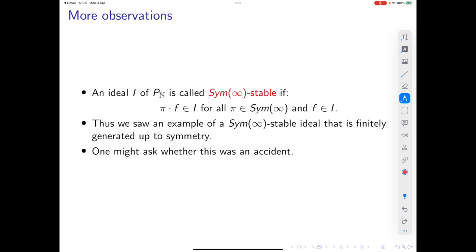Thus, we saw an example of a Sym-infinity stable ideal that is finitely generated up to symmetry: the ideal generated by all the variables x1, x2, and so on. This is a Sym-stable ideal and it is finitely generated up to symmetry. And one might ask whether this was an accident.